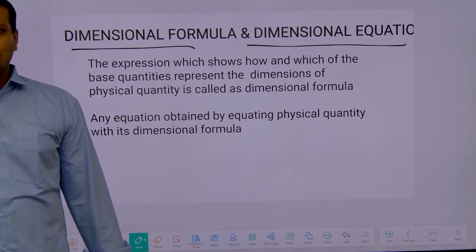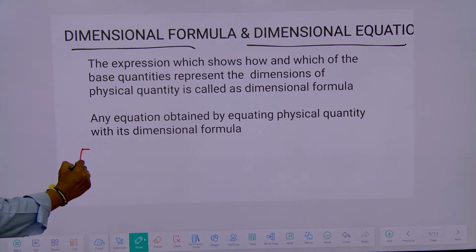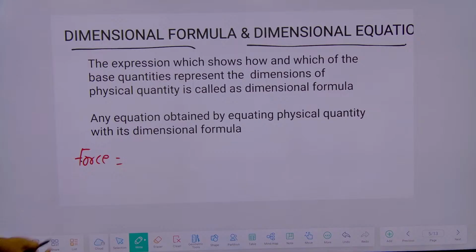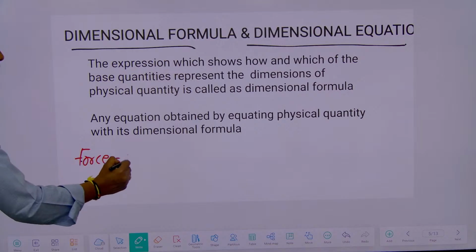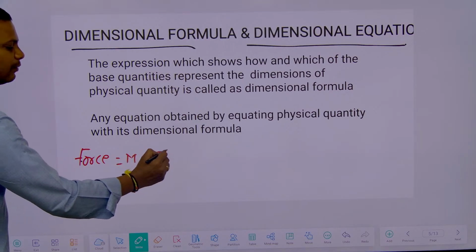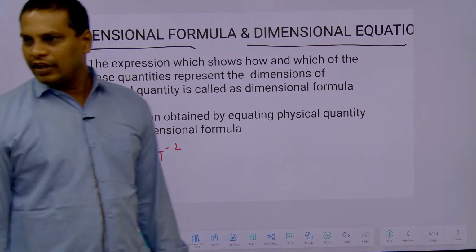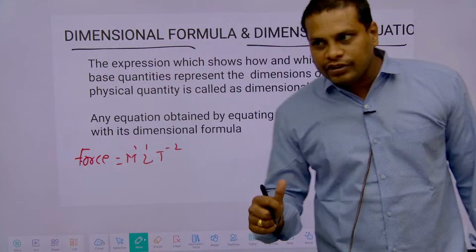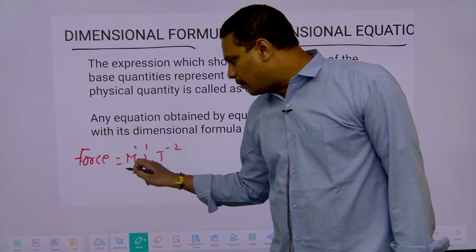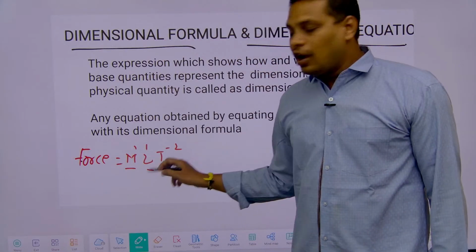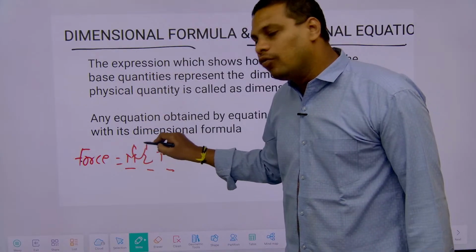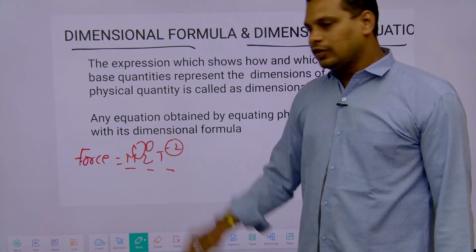Dimensional formula. For suppose, take force. In force, what are the dimensional formulas? I guess everyone completed first year here, so no problem with that. In force, our dimensional formula is M L T power minus 2. That is, M power 1, L power 1, T power minus 2. Now which base quantities we used? Mass, length, time. And what are their powers? 1, 1, minus 2. Are you clear?